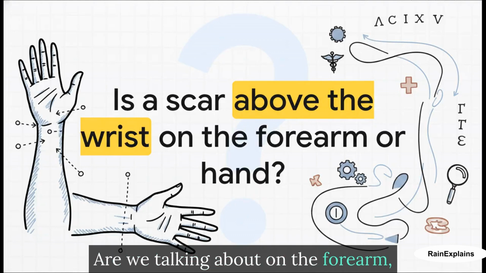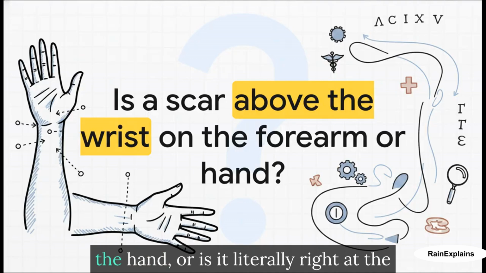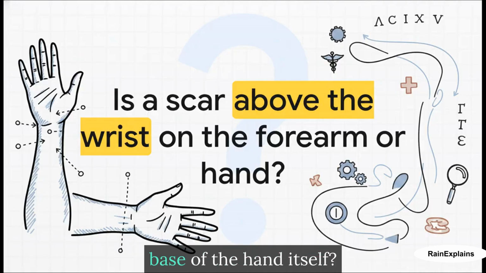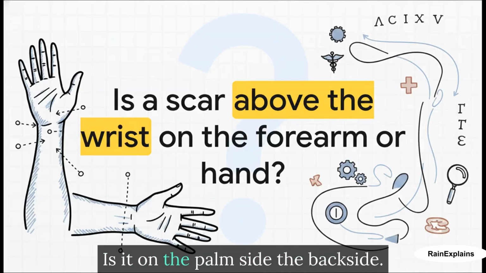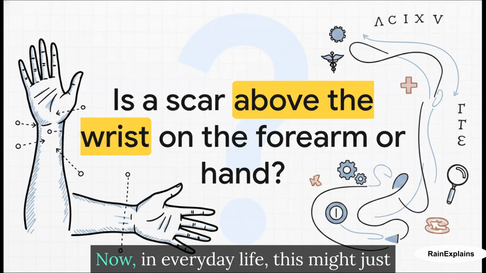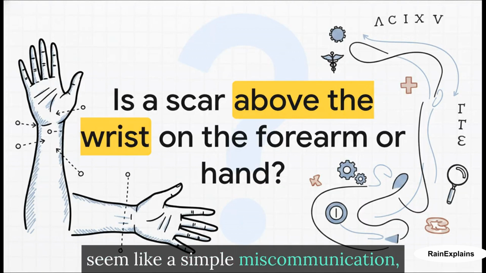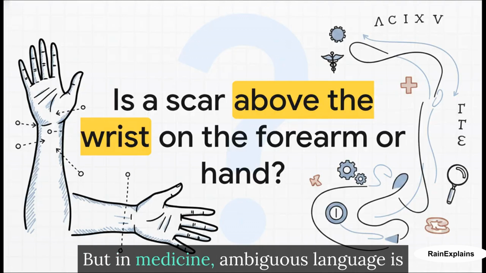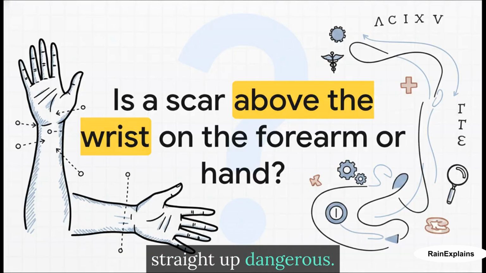Are we talking about on the forearm, maybe 2 or 3 inches away from the hand? Or is it literally right at the base of the hand itself? Is it on the palm side or the back side? Now, in everyday life, this might just seem like a simple miscommunication, right? But in medicine, ambiguous language is straight up dangerous.